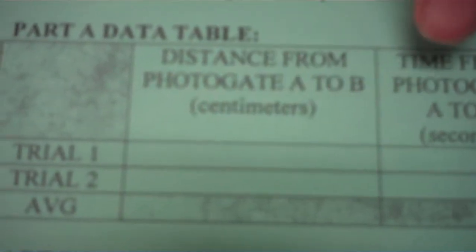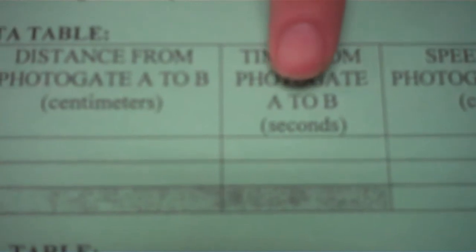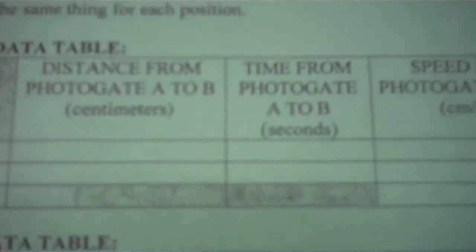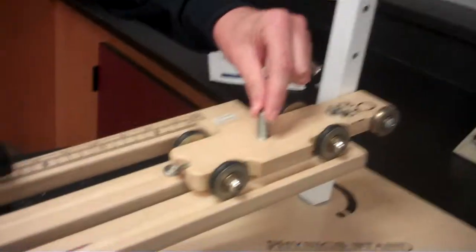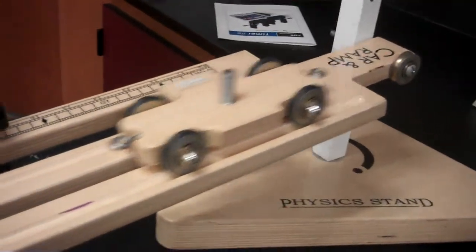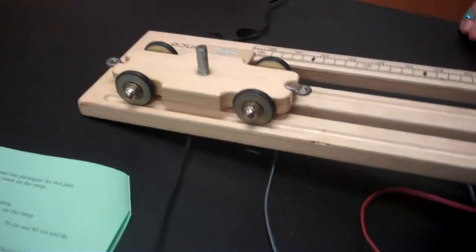So the next thing we're going to do is record the time from photo gate A to B. So we're going to drop the car down the ramp. And you're going to record those four numbers under time from photo gate A to B. So that number goes right here. Then in the last column you have to calculate the speed. You should know the speed equation.